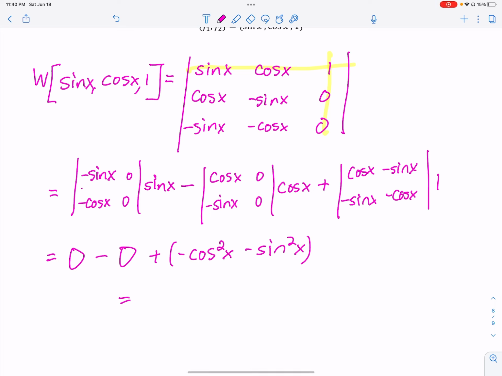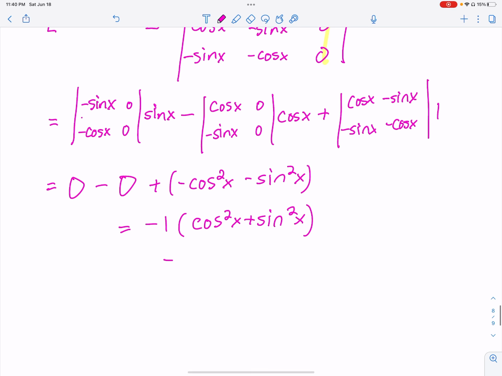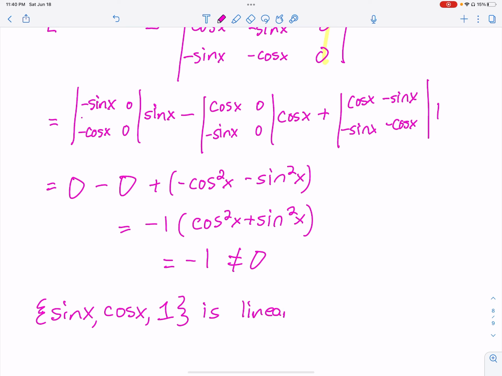All right, this just gets me negative 1 times cosine squared plus sine squared, and hopefully a red flag is popping there for you. Cosine squared plus sine squared is positive 1, which leads us to a negative 1. Negative 1 is not 0. So the set sine x, cosine x, 1 is linearly independent since we didn't get a 0.